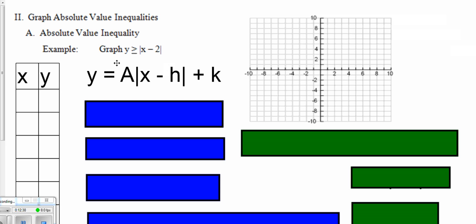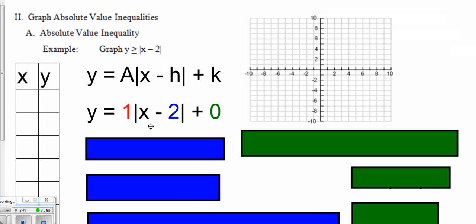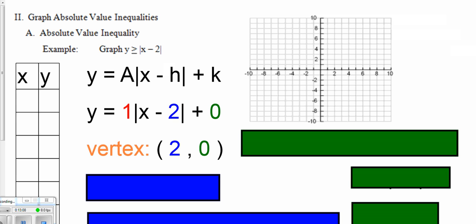Here is our stretch and direction. And then here is our vertex, between h and k. So, as we have it written out, if there's nothing in front of this absolute value, that means it's being multiplied by 1. It's saying x minus 2, so h is 2. There's nothing behind it here, so our k value is 0. So this is what our line would look like in that standard form. What that's telling us is our vertex is at 2, 0.